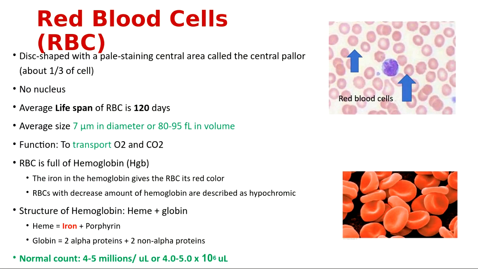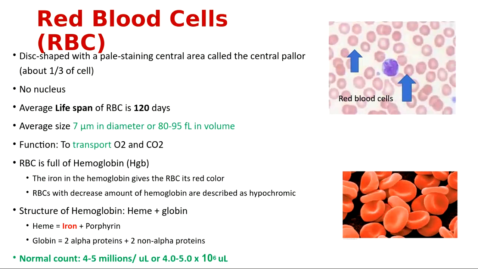They are usually alive, so their lifespan is about 120 days. So they live for quite a long time, unless there is a disease process that shortens their life. And they are usually about 7 microns in diameter. That is, if we're looking at them flat, then we have 7 microns in diameter from one edge to the other. But if we're looking at them in 3D, like they are, they have body surface volume. They are between 80 and 95 femtoliters in volume. That's how they are.